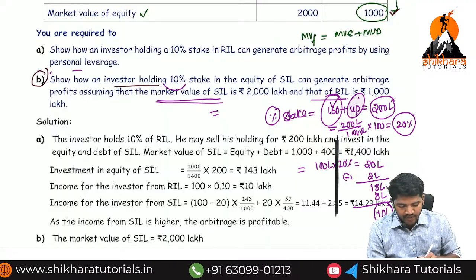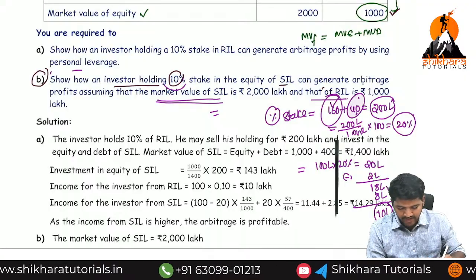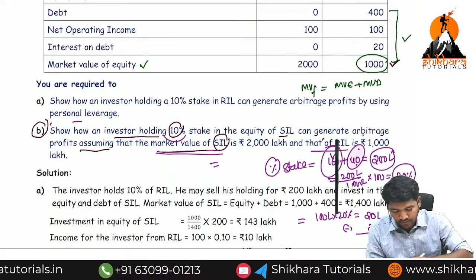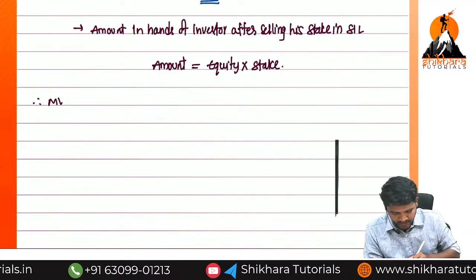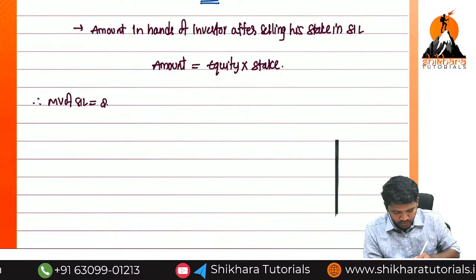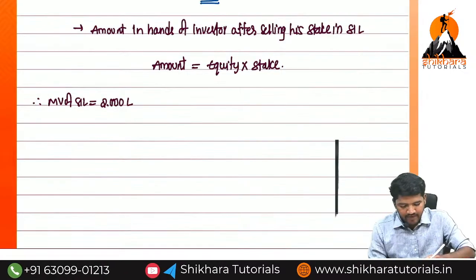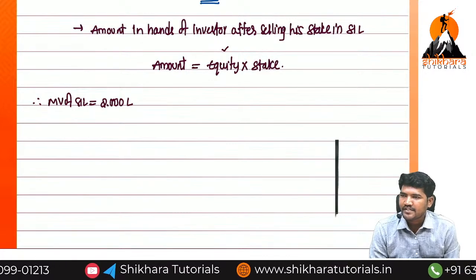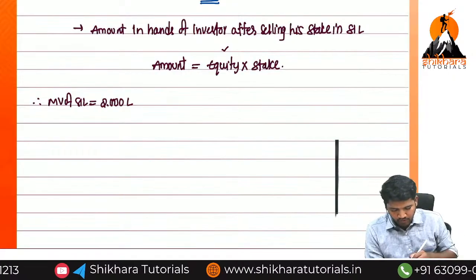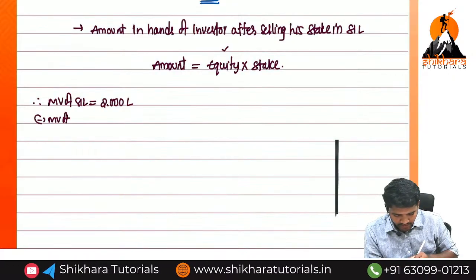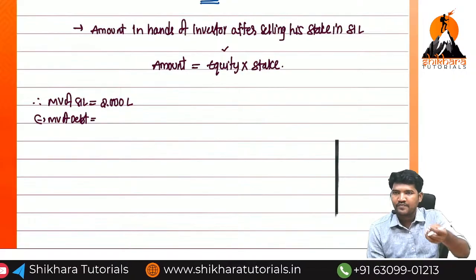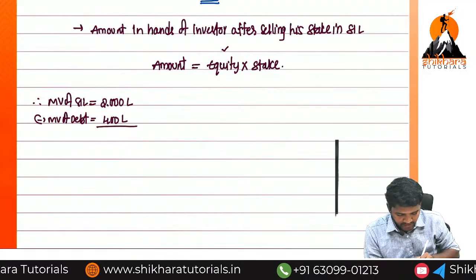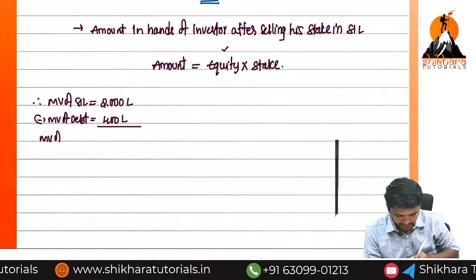Show how an investor holding 10% stake in the equity of SIL can generate the arbitrage profit, assuming that the market value of SIL equals how much? 2000 lakhs. Now what is the requirement? Market value or just market value of equity? Market value of equity. Market value is different. Market value of equity is different. Now out of market value, if you reduce the value of debt, there is no new specification. That's why go with the previous one only. What is the previous one? 400 lakhs. You will get the market value of equity.